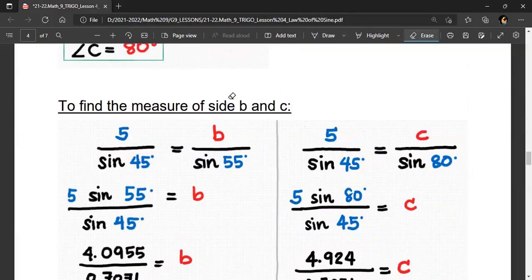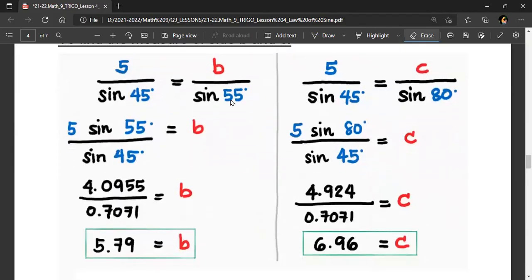On the left side computation, as you can see, the color red one is the missing part of the triangle, which is the side B. Also, the missing part, side C. So that means we will compute each part of the triangle that is missing.